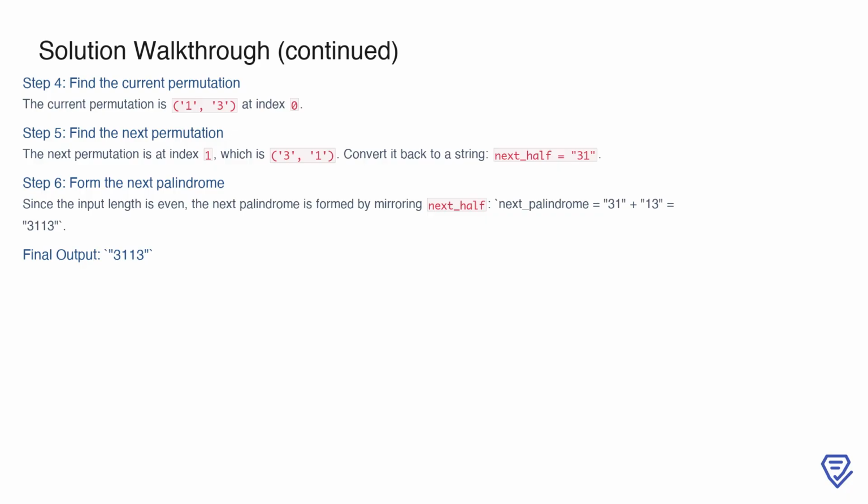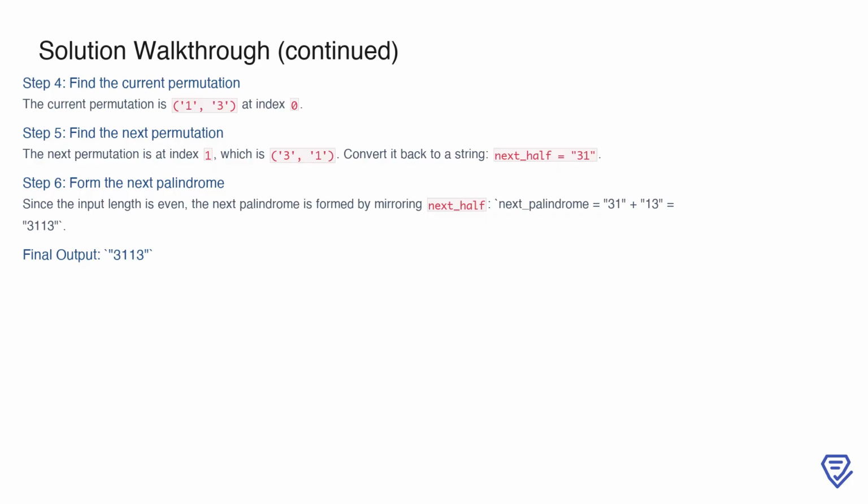With the next permutation of the left half identified, we proceed to form the next palindrome. Since the input length is even, the palindrome is constructed by mirroring the next_half. This means we take next_half equals 31 and reflect it to produce the second half as 13. Combining these halves, we get next_palindrome equals 31 plus 13 equals 3113.